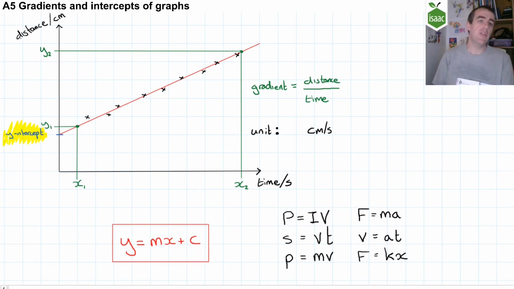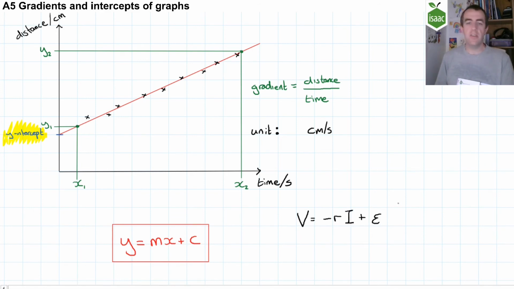Many equations in physics are already in the form y equals mx plus c, but with c, the y-intercept, as 0. And here's just a few of them I've written here. Some equations, such as this one for internal resistance, are in the form y equals mx plus c, but just need a little bit of manipulation to get them in that familiar order of variable equals constant times variable plus constant.